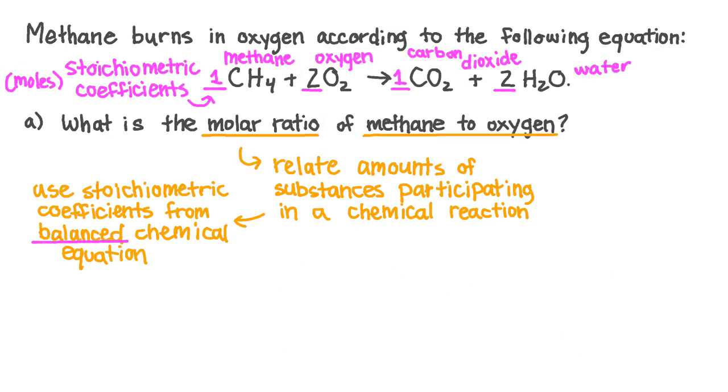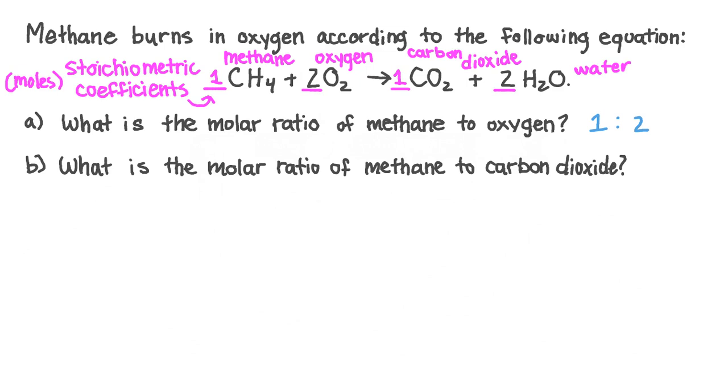This question is asking us to create a molar ratio between methane and oxygen. And as we can see from looking at our balanced chemical equation, the stoichiometric coefficient in front of methane is 1, and the stoichiometric coefficient in front of oxygen is 2. So the molar ratio of methane to oxygen is 1 to 2, which means that for every 1 mole of methane, 2 moles of oxygen is needed to react with it.